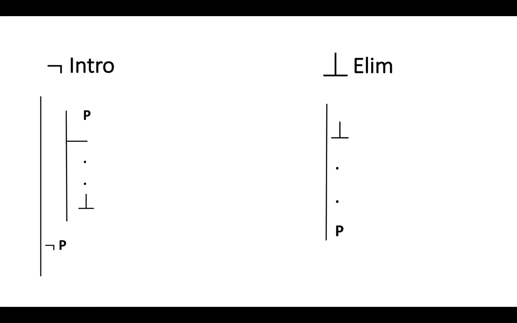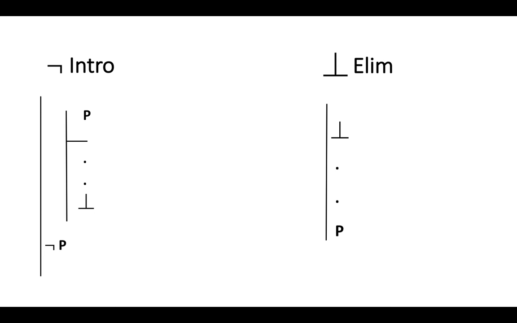Look at the rule of negation introduction on the left-hand side of the slide. You'll see that contradiction is derived in a subproof that begins with the assumption P. In other words, you have a subproof that starts with P and shows that P leads to a contradiction. Then in your main proof, or in the subproof immediately to the left, you can derive not P.